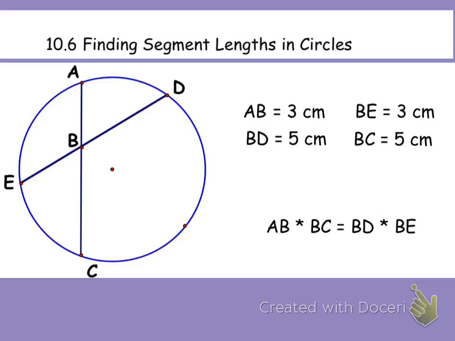If you notice, AB is 3, and that's just given to you, and BD is 5. BE is 3, and BC is 5. Rather than setting this up like a proportion like we're accustomed to doing, what we'll do instead is we automatically just set it up like this down here.